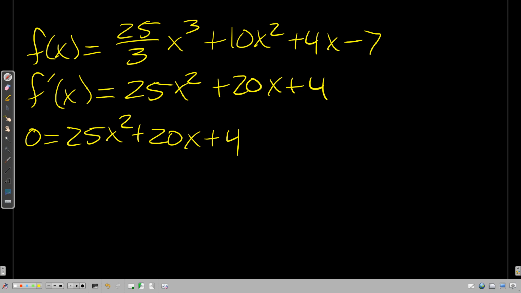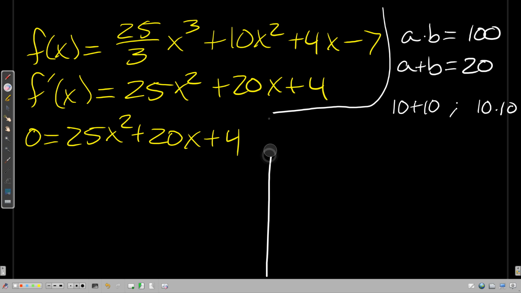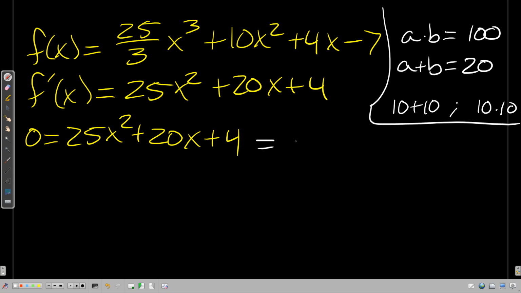Off the top of my head, I don't recognize right away what x would be that would cause that equation to be true. So I have to fall back on my method from earlier. I get the sensation that this thing is some kind of perfect square, but we'll see. I need an a times a b that equals 25 times 4. 25 times 4 is 100. I need an a plus a b that equals 20. Well, gee whiz, I see it right off the bat, because 10 plus 10 is 20, whereas 10 times 10 is 100. So a is 10 and b is 10. Since a is 10 and b is 10, I can rewrite this quadratic as 25x squared plus 10x plus 10x plus 4, and then factor by grouping.